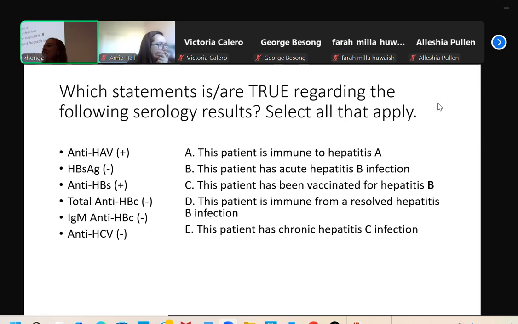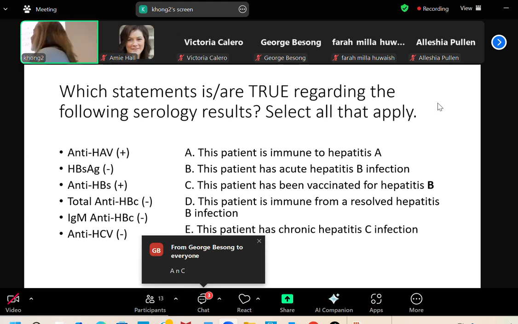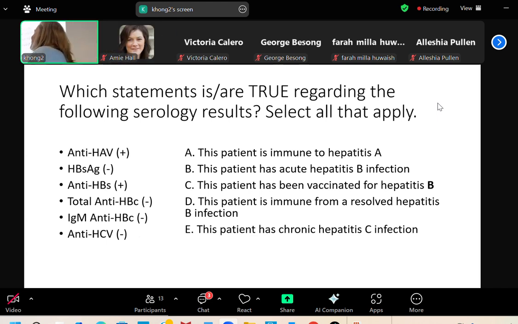A and C. Good confidence. All right, let's pick this apart a little bit, like you should with any select all. So let's do the easier ones first.